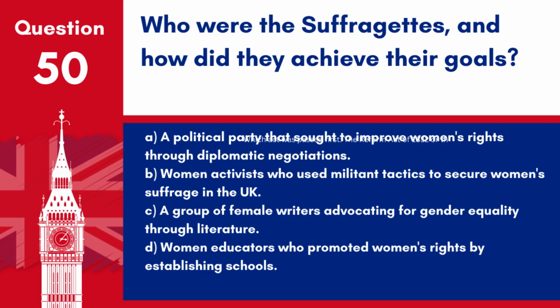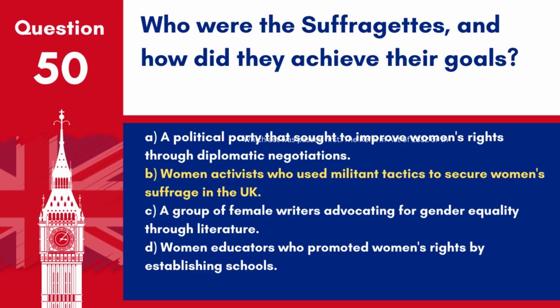Question 50. Who were the suffragettes, and how did they achieve their goals? A. A political party that sought to improve women's rights through diplomatic negotiations. B. Women activists who used militant tactics to secure women's suffrage in the UK. C. A group of female writers advocating for gender equality through literature. D. Women educators who promoted women's rights by establishing schools.